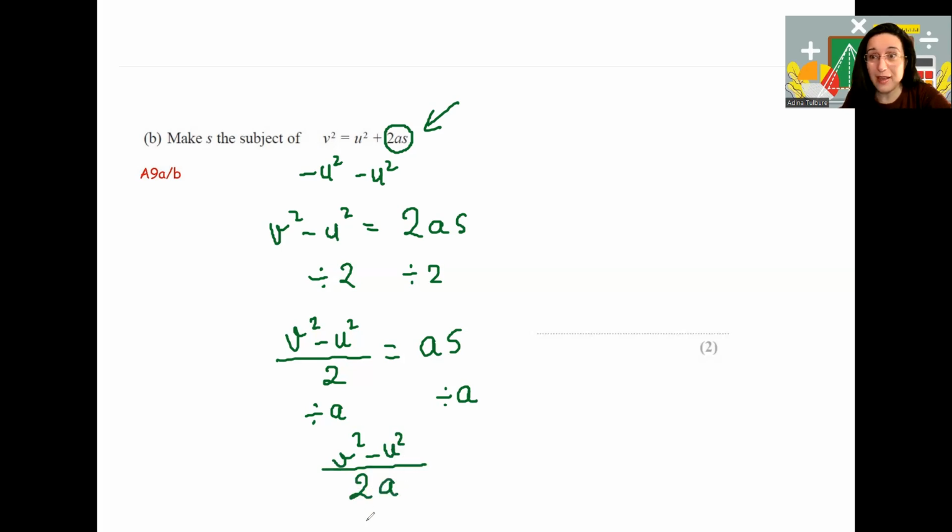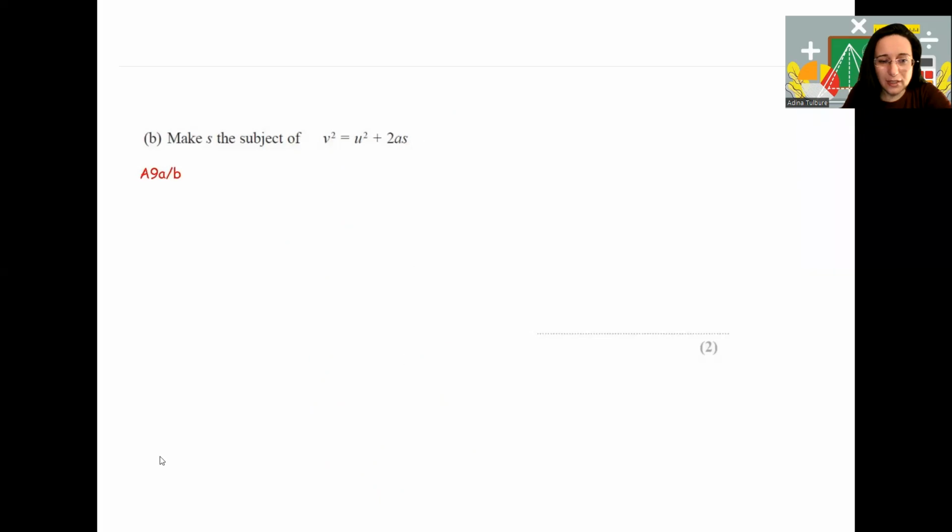Divide by a. Great. So v squared minus u squared divided by 2 and by a. So I'm going to put a there because I've divided by a as well. So a goes down to the denominator. Equals s. Here we go. We've done it. Good. Let's go to the next question now.